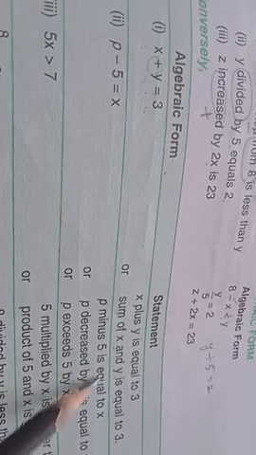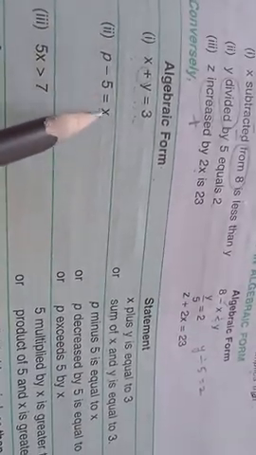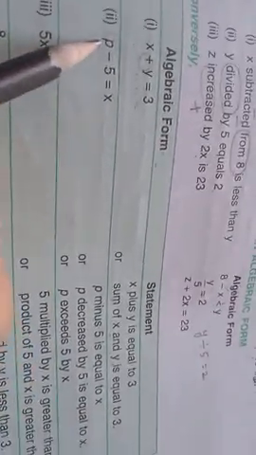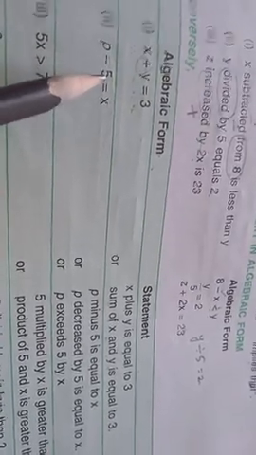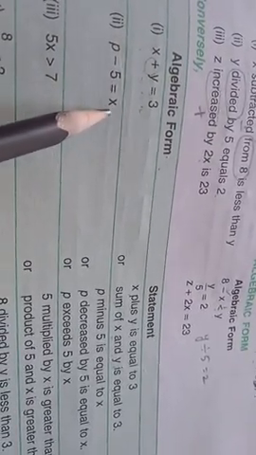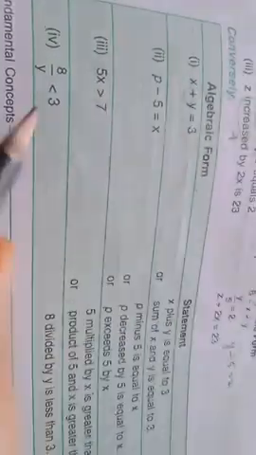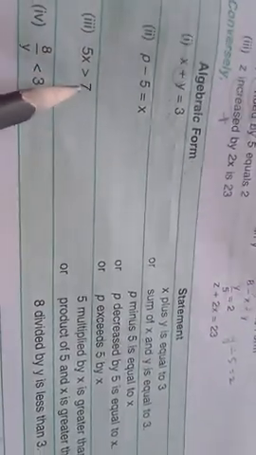p minus 5 is equal to x. Then p decreased by 5 is equal to x. p exceeds y, 5 by x. Okay. So similarly you can see here, 5x is greater than 7.